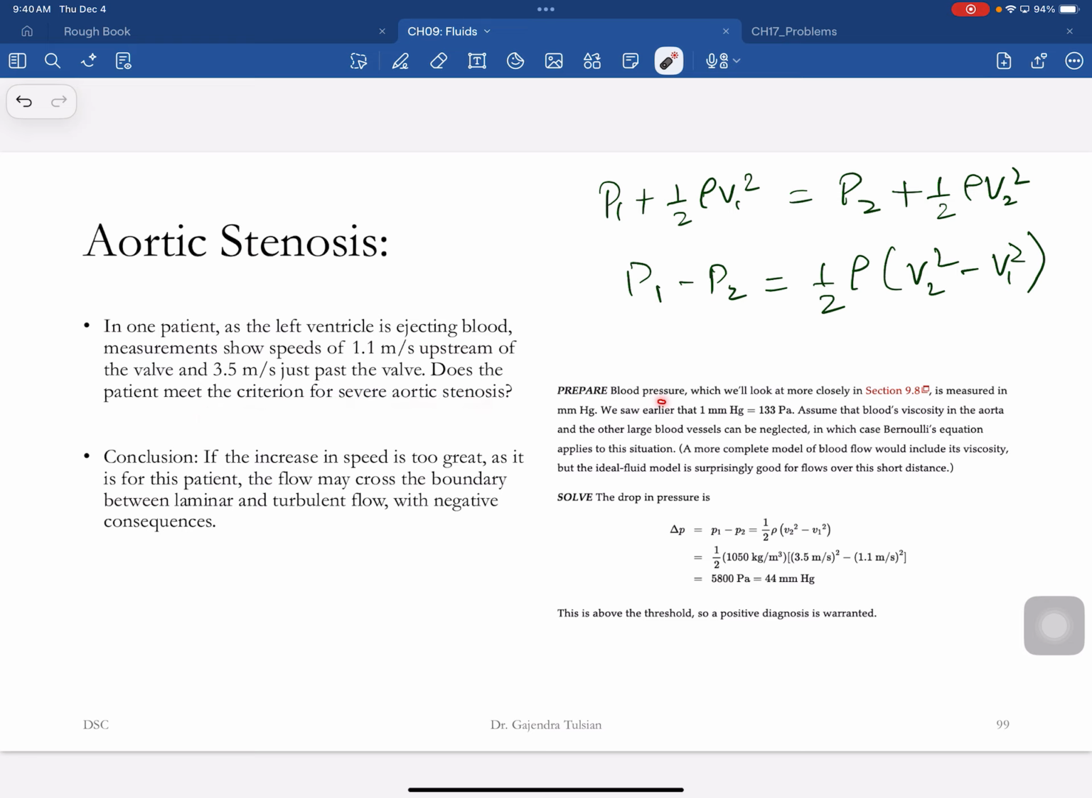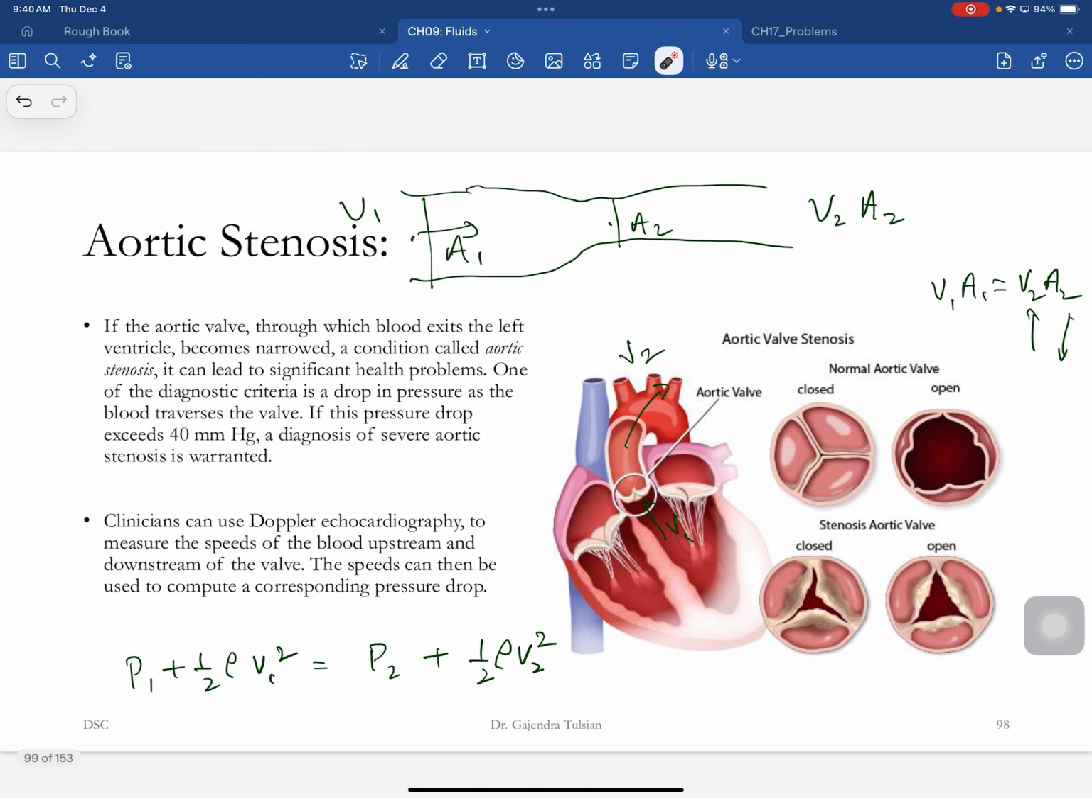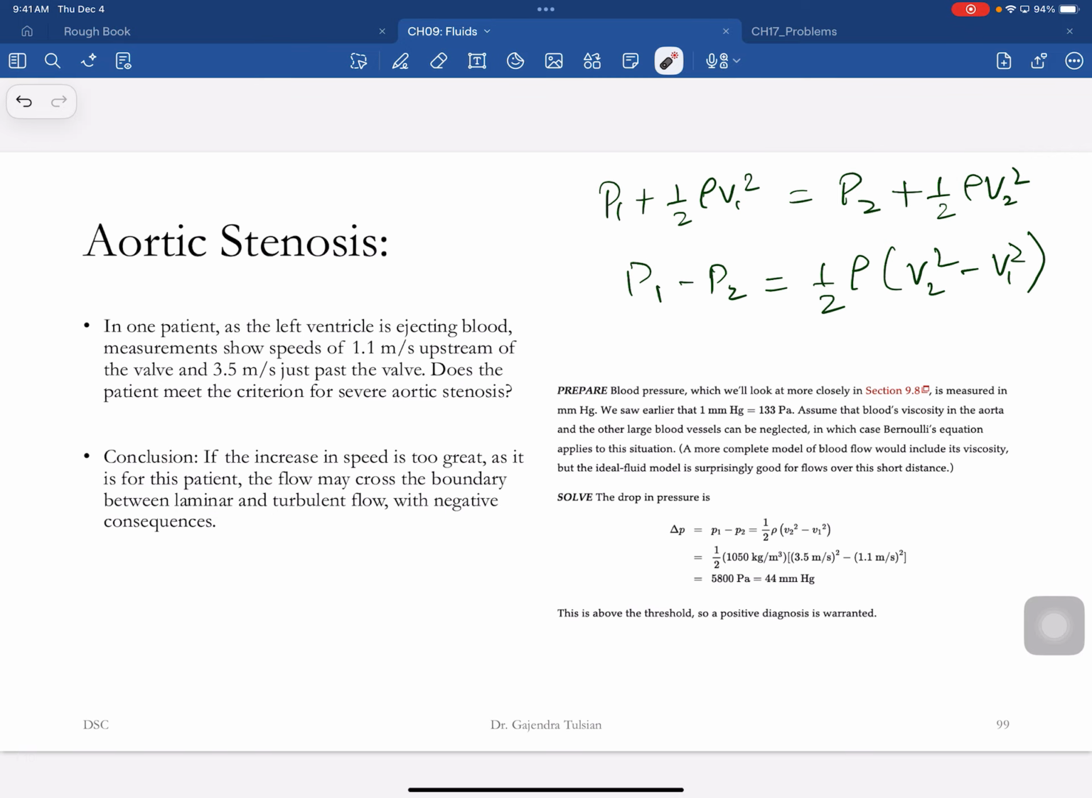Okay, so blood pressure, which we'll look at more closely, is measured in millimeters of mercury. Anyway, if the blood pressure drops below 40 millimeters of mercury, that means you have severe stenosis. So that's how they detect this stenosis. Again, all you're doing is measuring blood velocity before and after the valve, and from that you can tell if the valve is opening enough or not. And if the valve doesn't open enough, then this speed is too high.